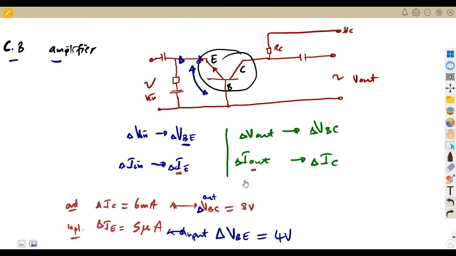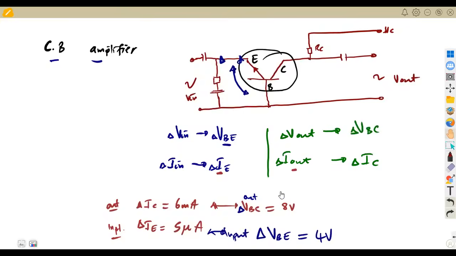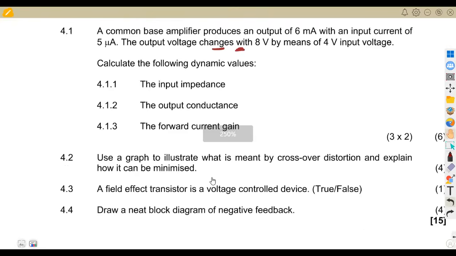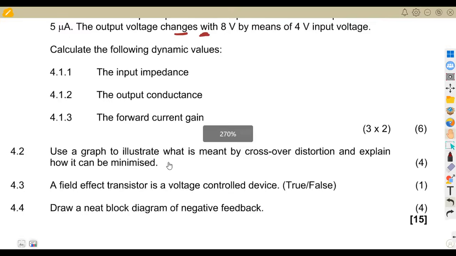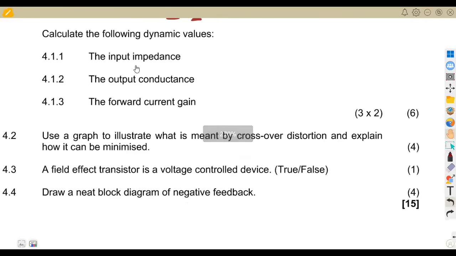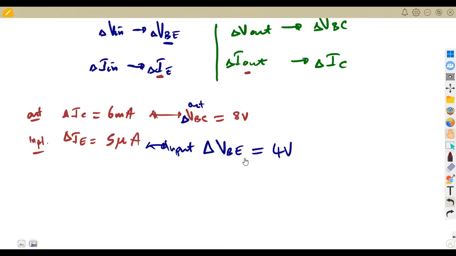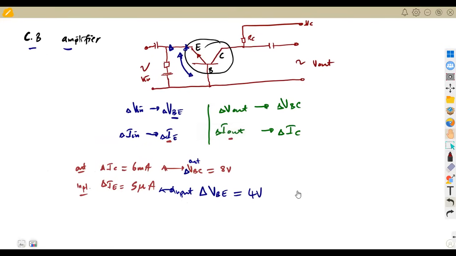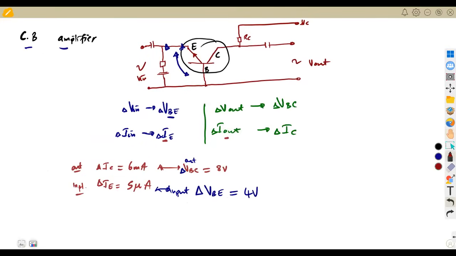You can win if you want to avoid this, but know your values at the same time. All right, so the question was to calculate the following dynamic values. The first one is the input impedance. We talked about this from the last question. The input impedance, we said, is given by HI. So I'm just going to take this information.